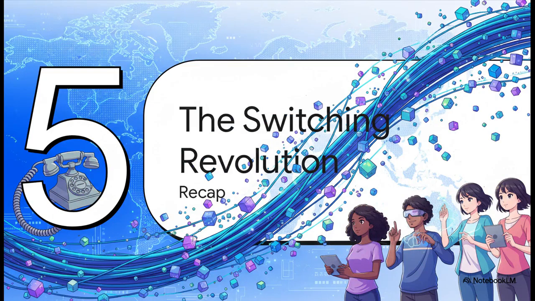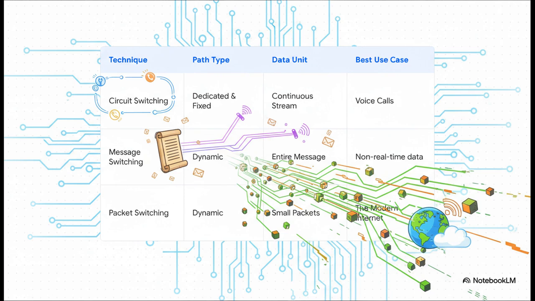All right, let's step back for a second and look at the whole journey we just took. We've gone from a simple, dedicated phone line all the way to this vast, chaotic, but unbelievably efficient network of tiny data parcels. Let's see how that whole evolution looks side by side. This chart really lays it all out perfectly, doesn't it? You've got circuit switching, dedicated, fixed, great for old school voice calls. Then message switching, dynamic but slow because it sends the whole message at once, so it's only good for things like email. And then the king, packet switching. Dynamic, uses small packets, and it's built for everything we do online.